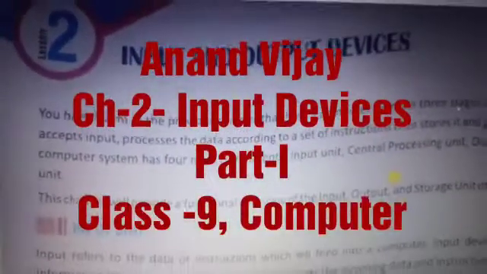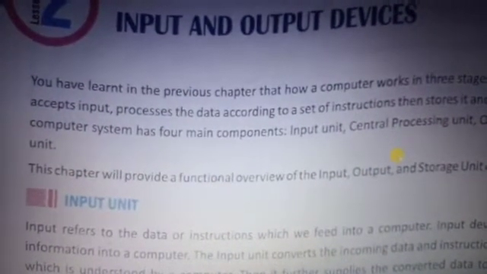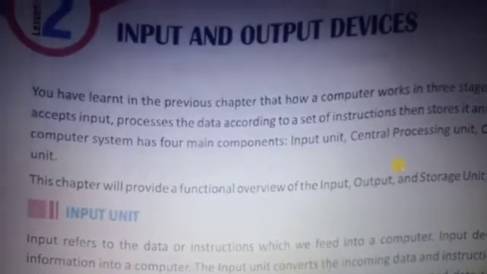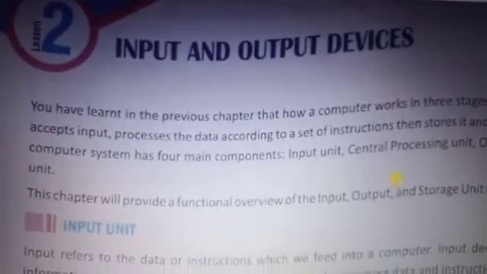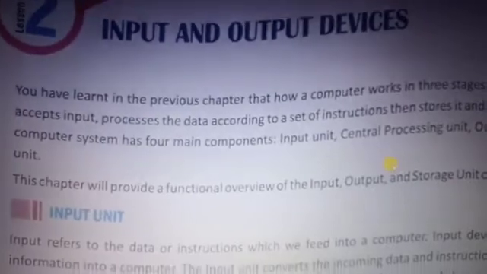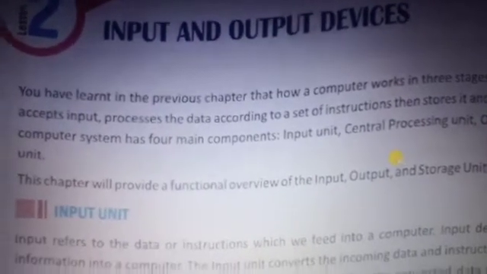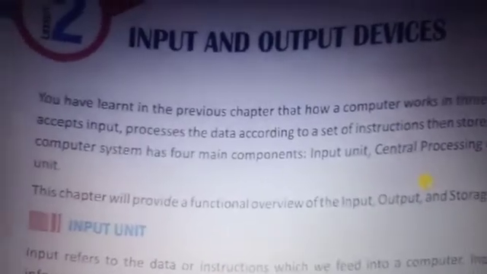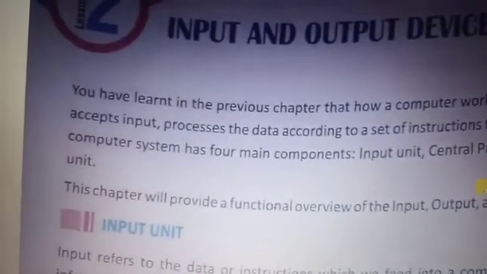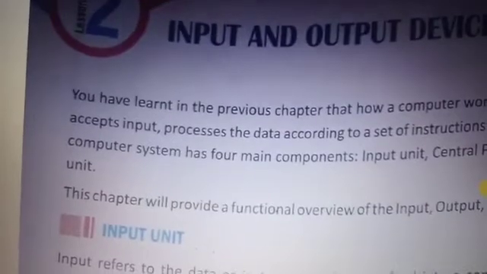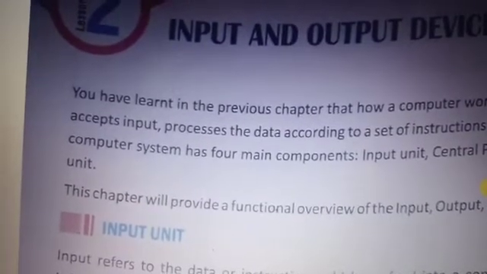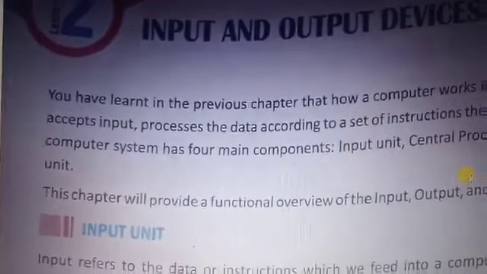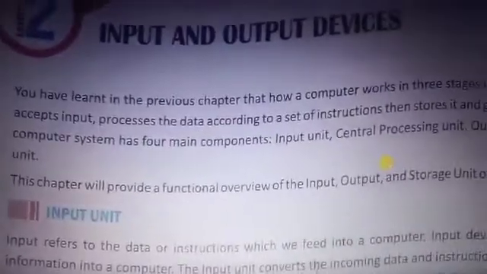In this video lecture we start a new chapter, and the new chapter topic is input and output devices. Students, we already know a computer is an electronic device. It works on the IPO cycle, where IPO stands for input, process, output. Whatever we input goes to the process, and after the process, it displays the output.